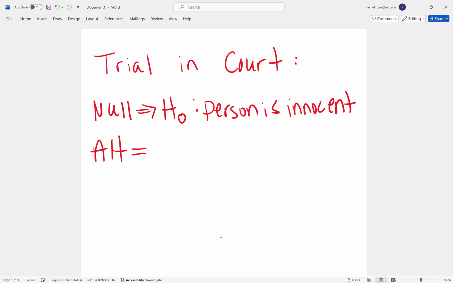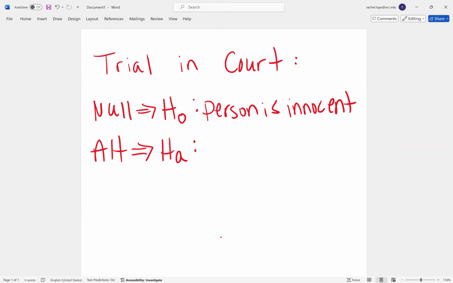And then the alternative, think about it this way. H sub A is the alternative hypothesis. What is the purpose of a trial? Both sides speak, they give their evidence and reasoning. And at the very end of the trial, whether it's days, weeks, months, the jury, those 12 people sitting there listening, watching, absorbing every statement, every piece of evidence, have to make a decision whether to still say the person is innocent, or to say there is enough evidence, I feel like the person's guilty, and go with the alternative.